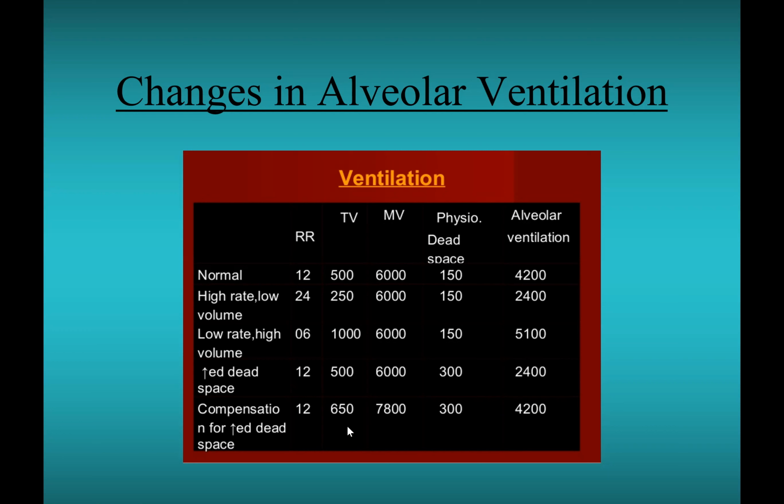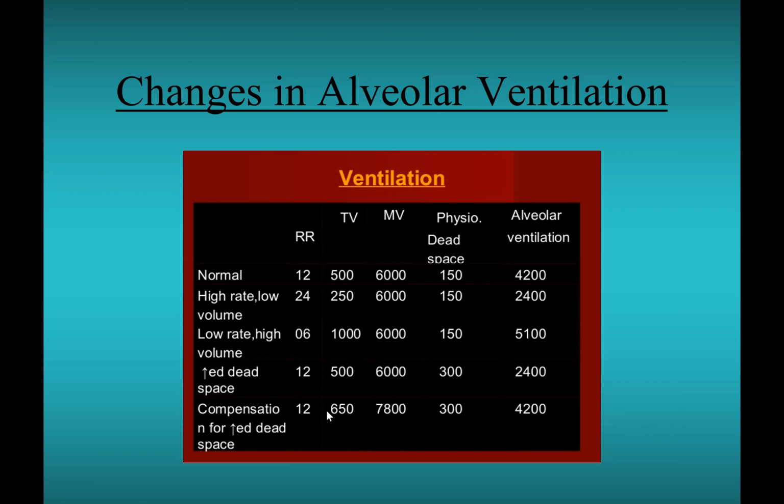Let's look at our last example here. We have what is called compensation for increased dead space. So we have a person here who's breathing a normal respiratory rate, but they're taking typically a little bit bigger tidal volume than you normally would. It causes their minute volume to go up to 7,800 mLs. But they do have some problems with dead space in other areas of the lung for different reasons. Mucus plugging, alveolar atelectasis, who knows? But they've got more dead space in their lung than it should be.